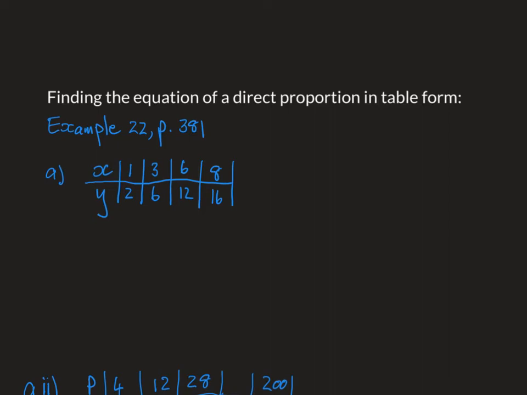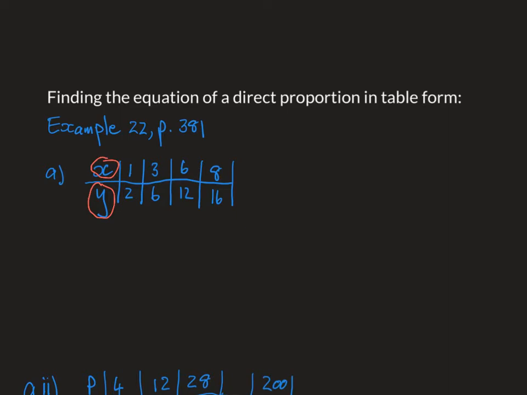Good morning, Year 9. So today we're looking at finding the equation of a direct proportion that's given in table form. One of the first things to notice here is that in a table we've got the top row, which in this case is x, and generally it will be, and the bottom row, which generally is y, though we can use other variables here as well.